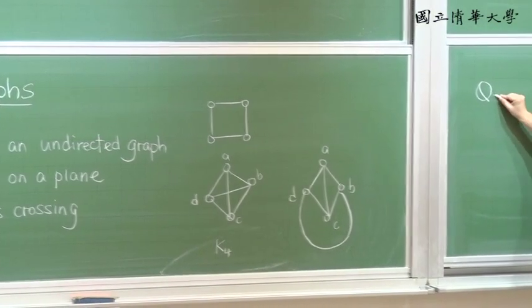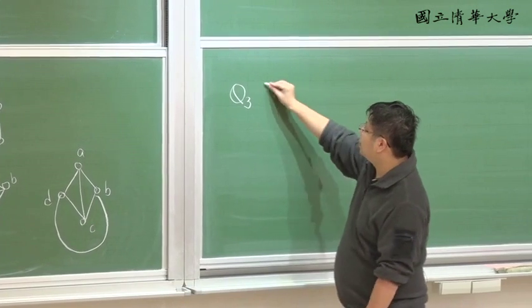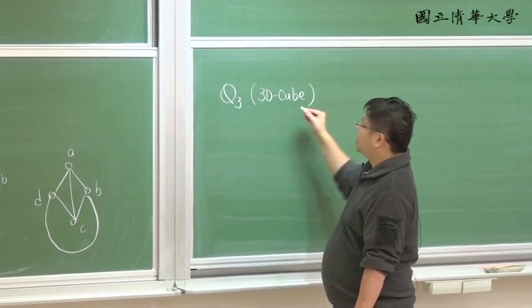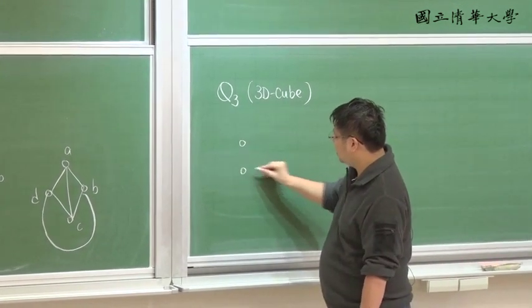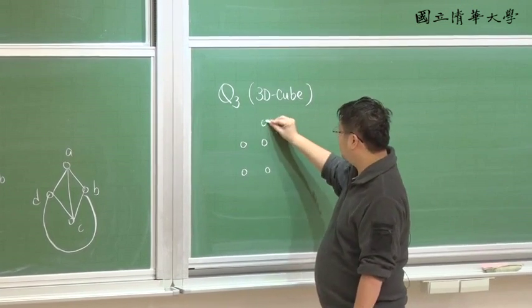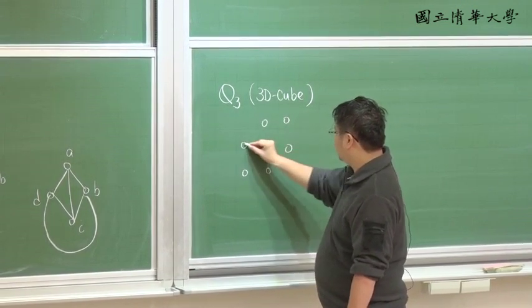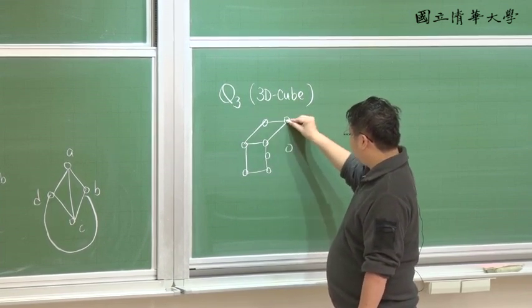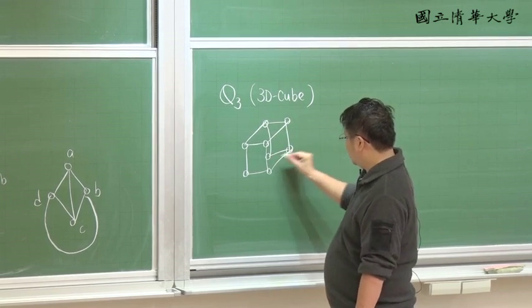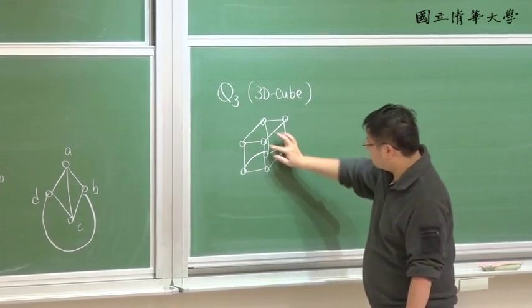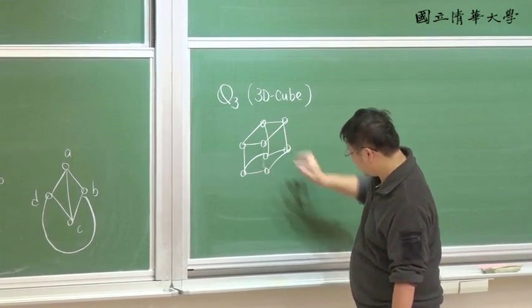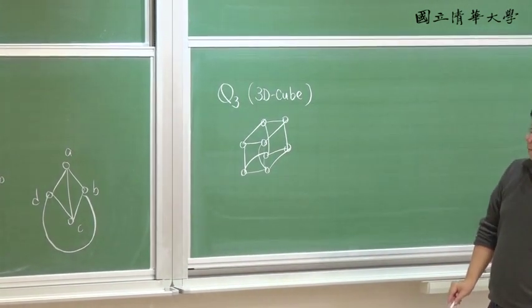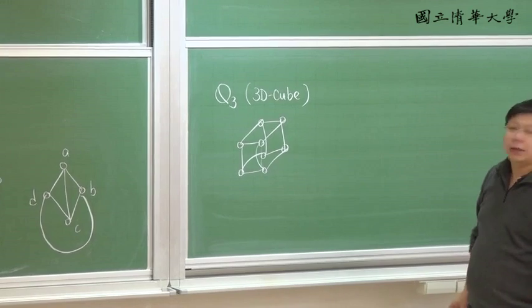Q3. What is Q3? Q3 is a 3-dimensional cube. It looks like this. There are 8 vertices here, because it looks like a cube. These are the 8 vertices, and this one joins to this one joins to this one. Maybe I'm not that clear about this one, so let me change this edge a little bit. Is that okay? So this is a 3-dimensional cube.